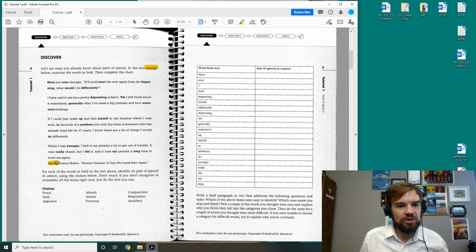And here's the source, right? This is the name of the student who wrote this essay. So for each of the words in bold in the text above, identify its part of speech in context. That means in the sentence, using the choices below. Don't worry if you don't recognize or remember all of the terms right now. Just do the best you can.